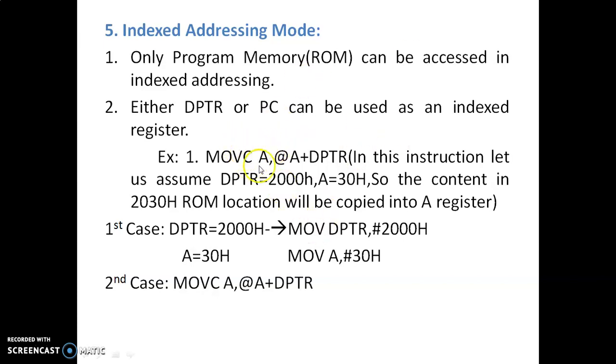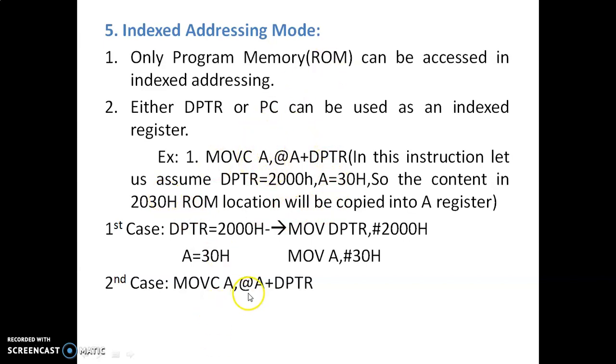MOVC stands for move code memory. It moves the data from the code memory to the accumulator, and so on. Here we have only two instructions. MOVC A, @A+DPTR. In this instruction, let us assume DPTR has 2000H, because it's a 16-bit address, and A has 30H. You add these and get 2030H. Whatever content you have in this particular 2030H address location will be transferred to A.